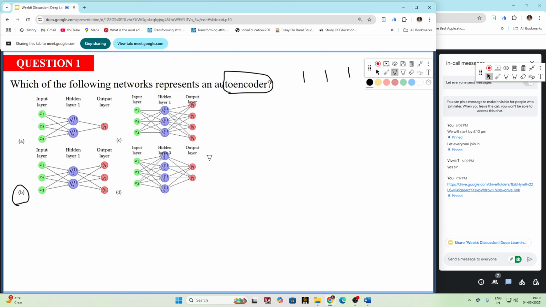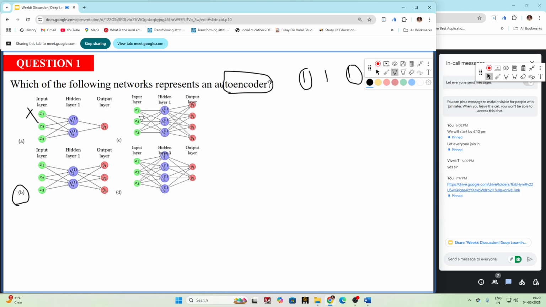Now, what is the second criterion? The number of neurons in the input layer should be equal to the number of neurons in the decoding layer. That is the characteristic of an autoencoder. The number of neurons in the hidden layer can change, but the number of neurons in the input layer should be equal to the number of neurons in the decoding layer to be an autoencoder. So if I talk about the first example, the number of neurons in the input layer is not equal to the number of neurons in the output layer, so this cannot be true.